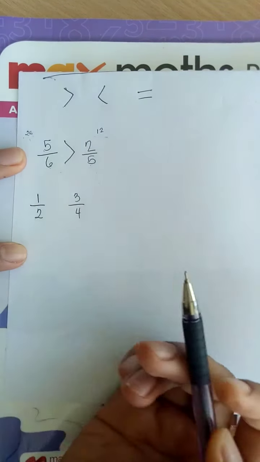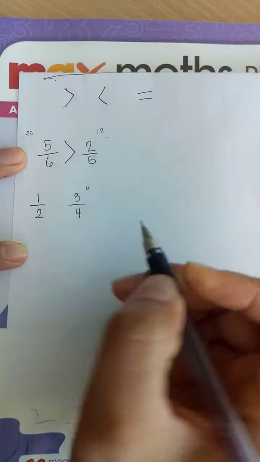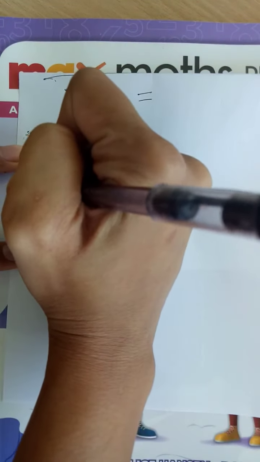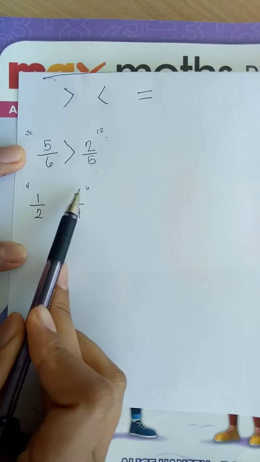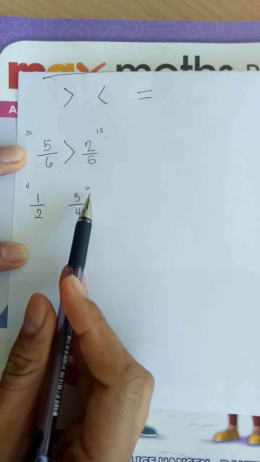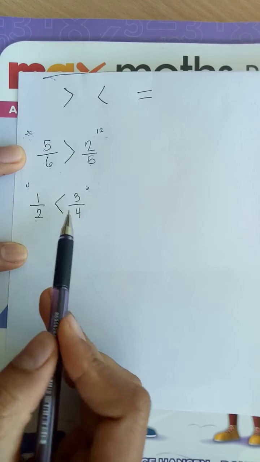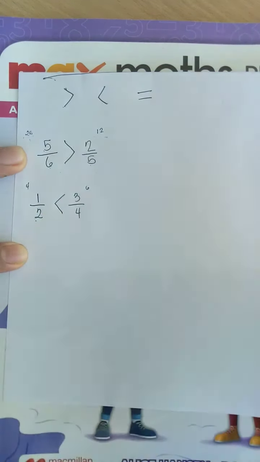So 2 times 3 equals 6. 4 times 1 equals 4. So I'm going to write 4 here. So you compare 4 and 6. Which one is bigger? Of course, 6 is bigger. So I'm just going to write like this. 1/2 is less than 3/4. That's just how you get it.